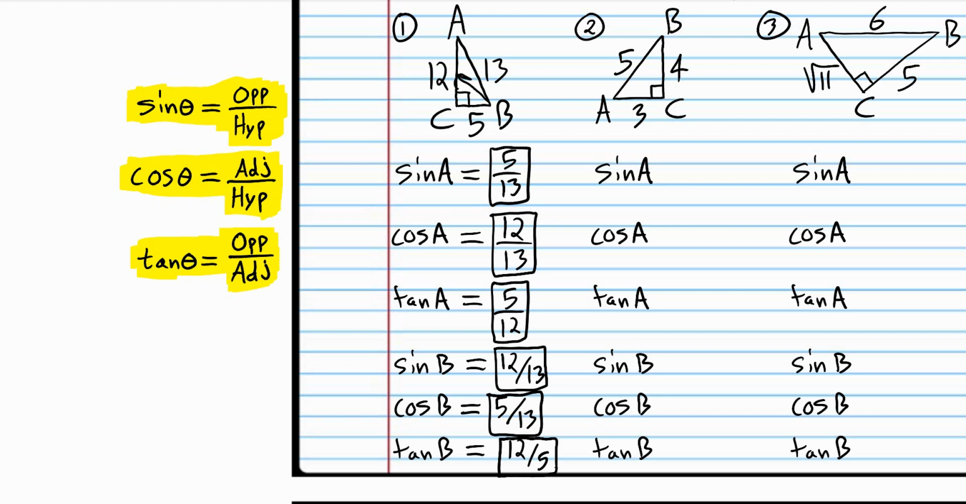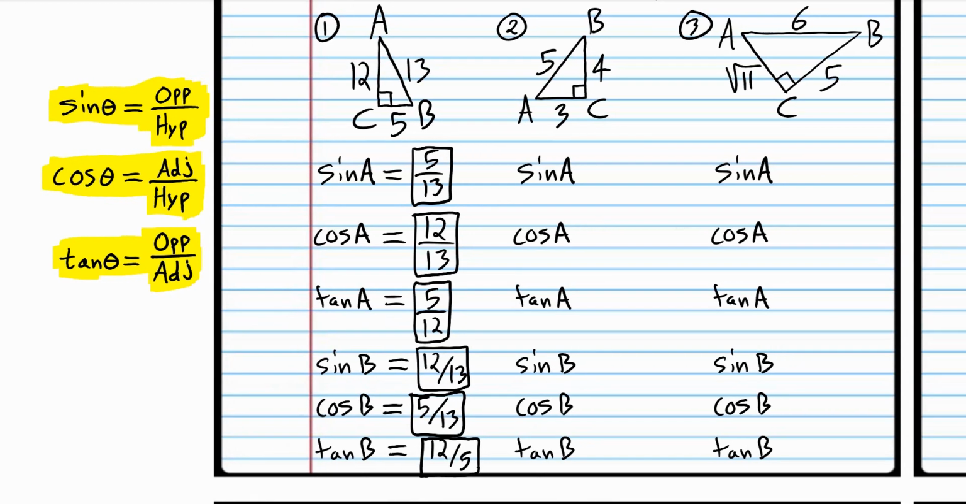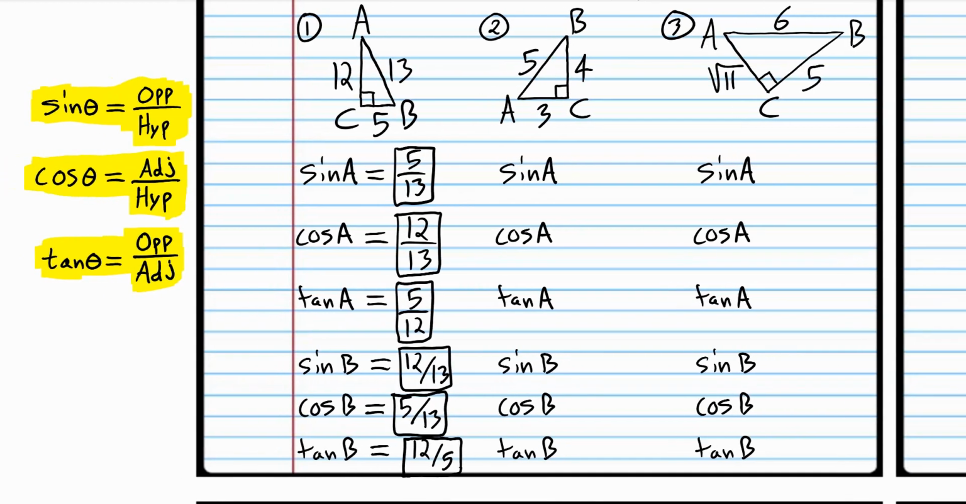So opposite of B over adjacent, 5 is adjacent to B. And there we go. All right, so let's do a couple more of these problems before you try some on your own. So in this second triangle, we're looking for sine A. So look at A. Sine is opposite over hypotenuse. Again, looking at the yellow expressions over there. So the opposite side of A is 4, and the hypotenuse is 5.